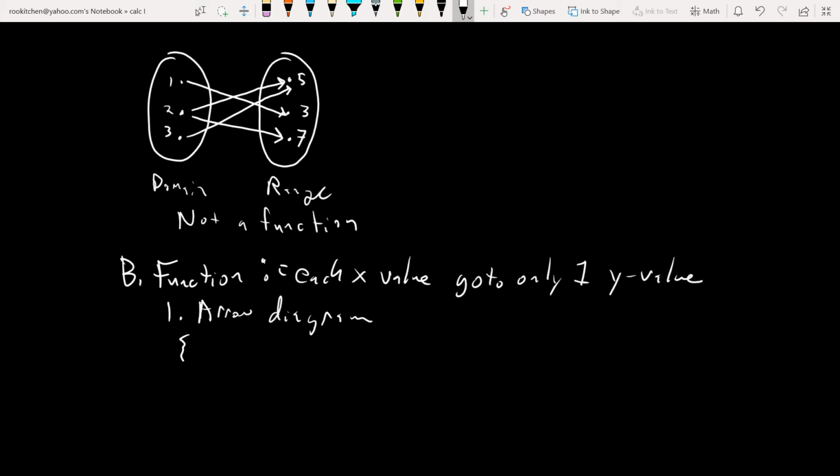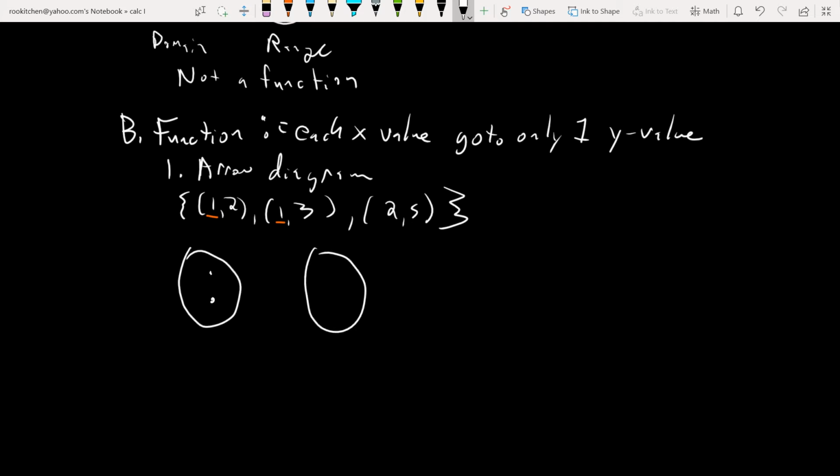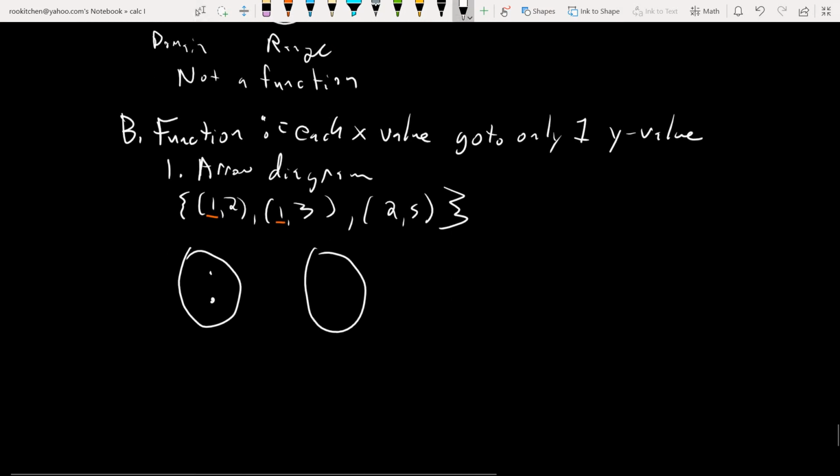Okay. So maybe if we draw out another set, (1, 2), (1, 3), and then (2, 5). Okay. Is this thing a function or not? Well, one kind of indicator is the fact that you have 1 written twice. As soon as that happens, you're done. Okay, that's not a function. But you can also, again, look at it in terms of the arrow diagram, and when you draw it out, you're going to see 2 arrows coming out of the 1. And just like above in my first example, it's going to mean it's not a function.